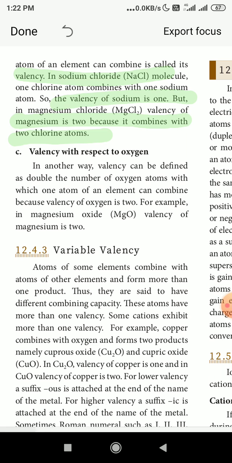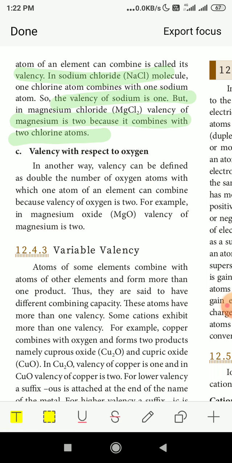Now next is valency with respect to oxygen. In another way, valency can be defined as double the number of oxygen atoms with which one atom of an element can combine, because the valency of oxygen is 2. Always the valency of oxygen is 2, so it can combine with 2, double. For example, magnesium oxide, MgO: the valency of magnesium is 2.